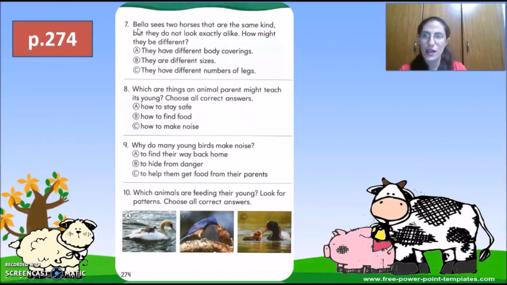Number 7. Bella sees two horses that are the same kind, but they do not look exactly alike. How might they be different? A. They have different body coverings. B. They are different sizes. C. They have different numbers of legs. So I'm going to reread it and I'm going to explain.